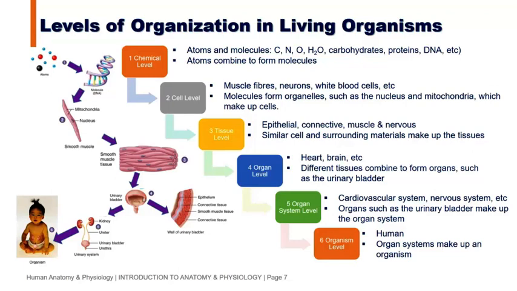Then you have the organ system level, where you have your cardiovascular system and nervous system. Organs such as the urinary bladder make up the organ system. And then as humans, on the organism level, organ systems make up an organism. As you can see in the diagram on the side, it's basically moving from the chemical level all the way down to the organism level.